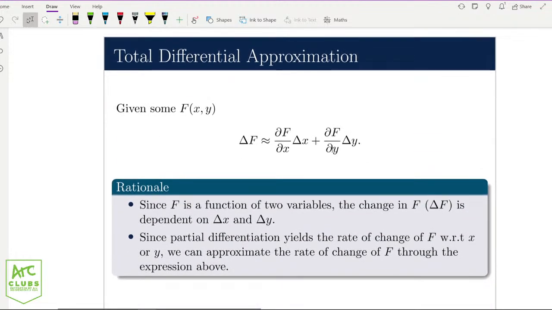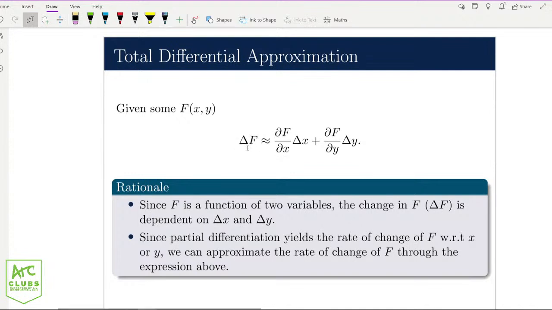The second application of partial differentiation that we will be covering is the idea of total differential approximation, and it's given by this formula over here. If you don't remember, the rationale behind this expression is that we're dealing with this function f, which depends on two variables, both x and y. If we want to find a change in f, then that will depend on both changing x and changing y. Exactly how they relate is through the partial derivative over here. Remember, partial f, partial x essentially just means the rate of change of f with respect to x.